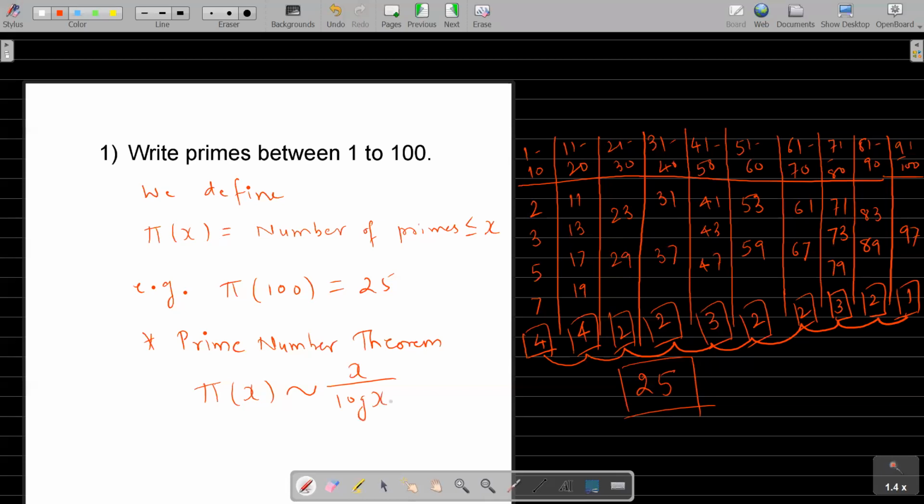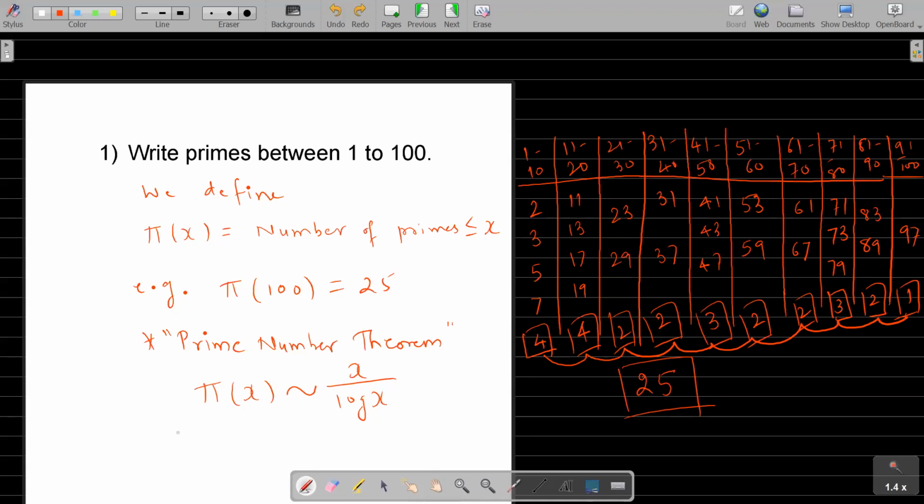Perhaps you may not know what log x is. Maybe after some years you'll understand this function log x, and this number estimates the number of primes up to x. So pi of x is almost equal to x by log x. I'm not saying exactly equal. What this sign means is that as x increases, the error is reduced, and pi of x is almost equal to x by log x.